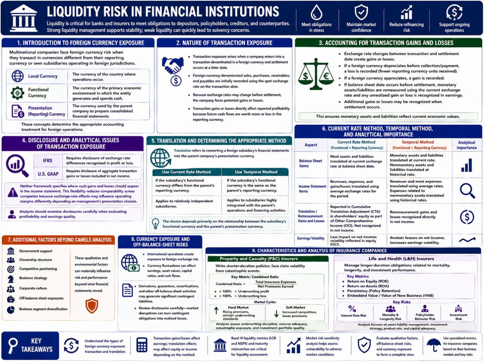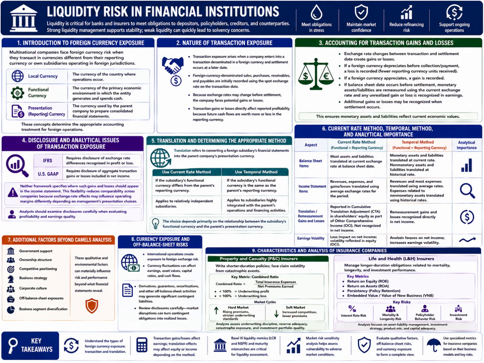Analysis of property and casualty insurers. Property and casualty insurers are often evaluated using underwriting performance metrics. One of the most important measures is the combined ratio, calculated as total insurance expenses divided by net premiums earned. A combined ratio below 100% indicates underwriting profitability, while a ratio above 100% signals underwriting losses.